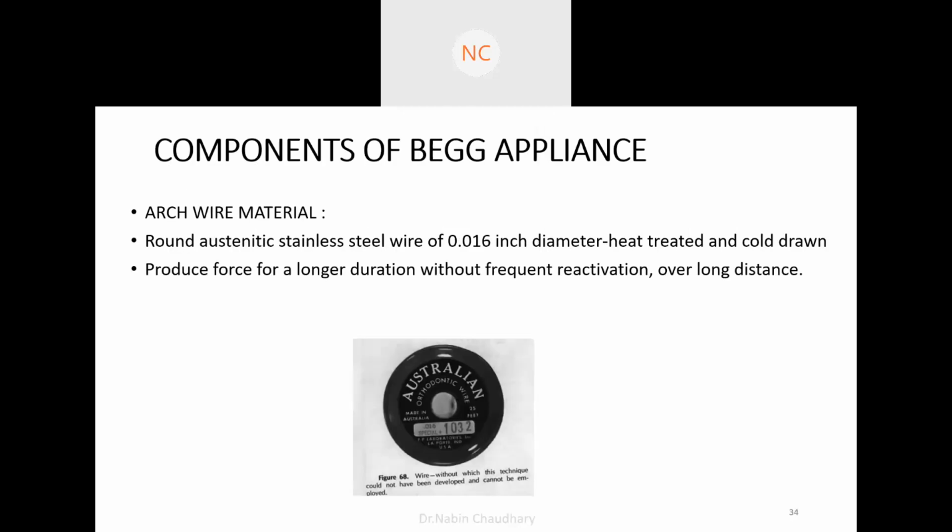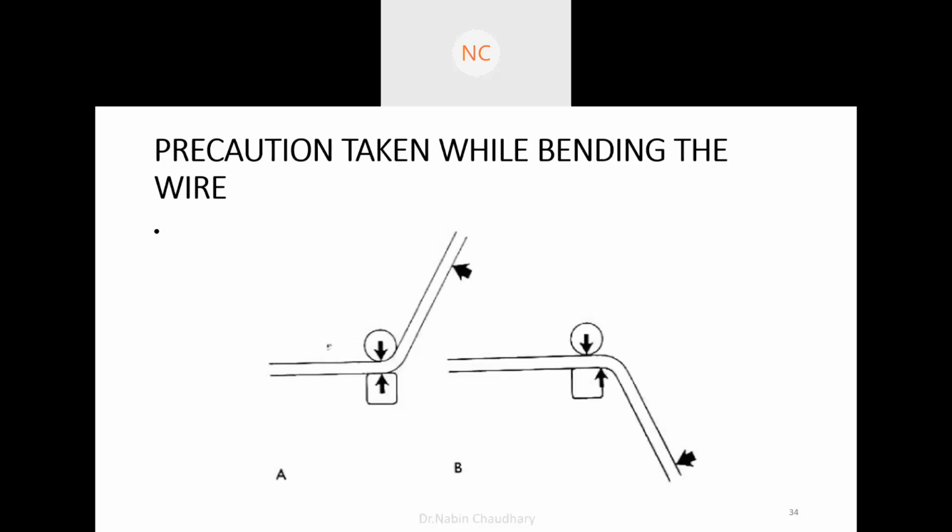Now let's go to the components of the Begg appliance. The principal component of the Begg appliance is the archwire material, and it is the Australian archwire. The archwire mainly used is 0.016 inch diameter, and also 0.020 inch archwire, which was mainly used in stage 2 of the Begg's treatment. This Australian archwire produced force for a longer duration without frequent reactivation over a long distance. But the disadvantage of this Australian archwire is that it fractures easily.